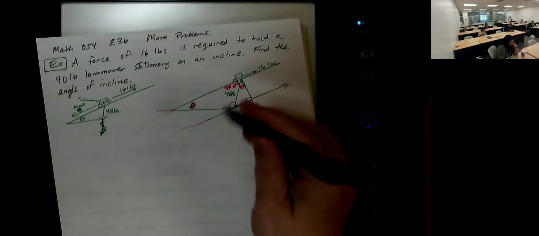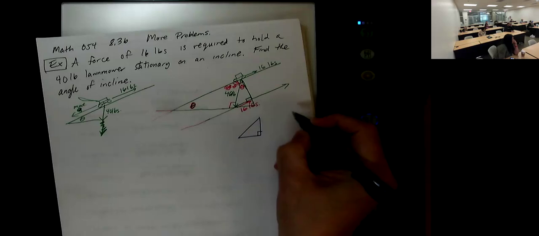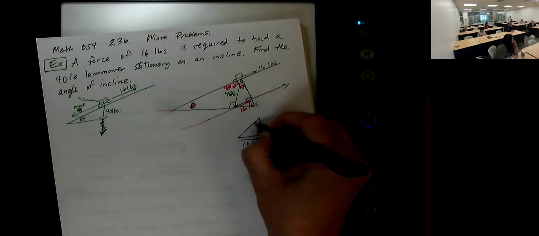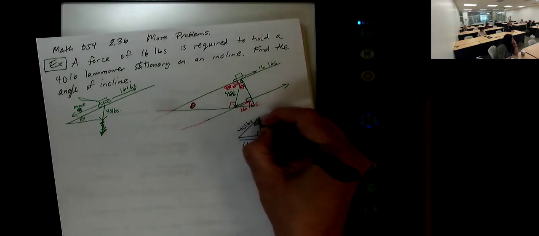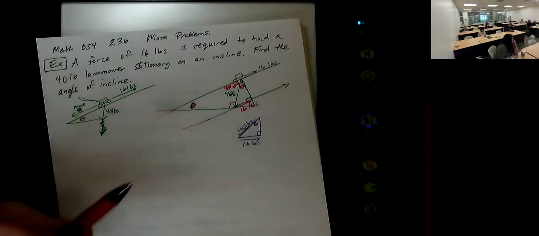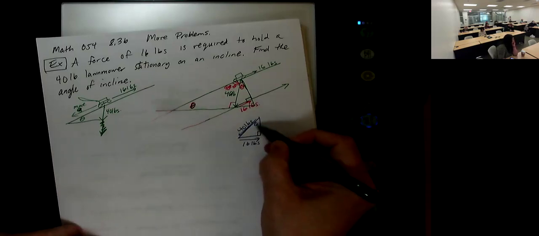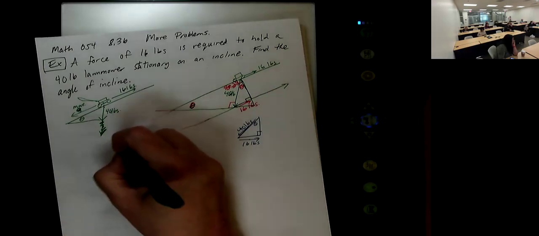And if I look at that triangle, rotate it like this, this was my 16 going like that, theta's there, and that was 40 pounds like that. It's a little easier for me to look at a triangle when I make it flat, I don't know why. If you're good with this triangle, you don't need to redraw it. I think it's a little easier for me to see that this is opposite and hypotenuse, opposite and hypotenuse is sine.